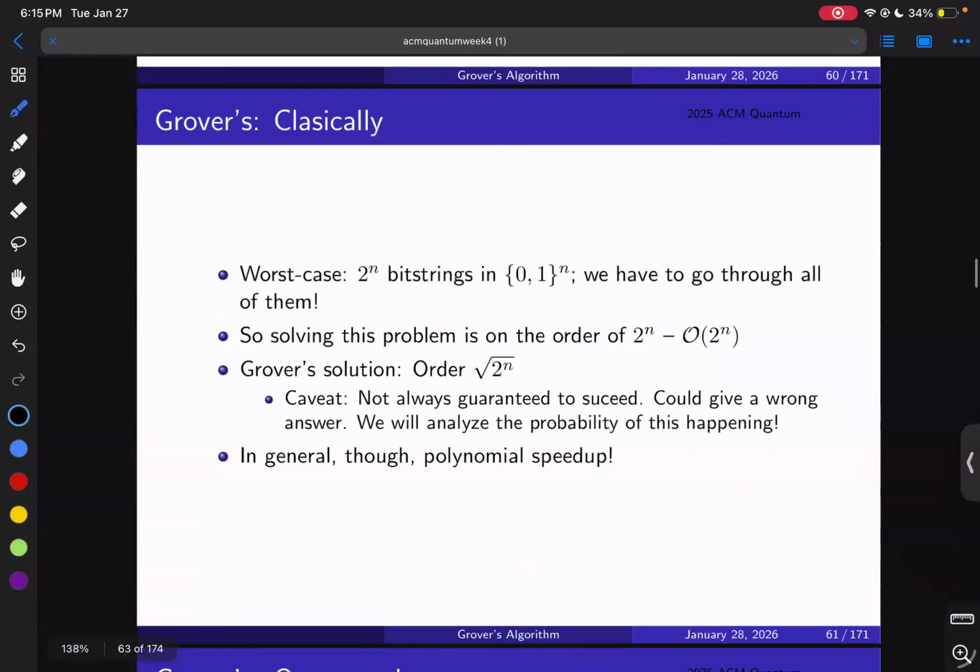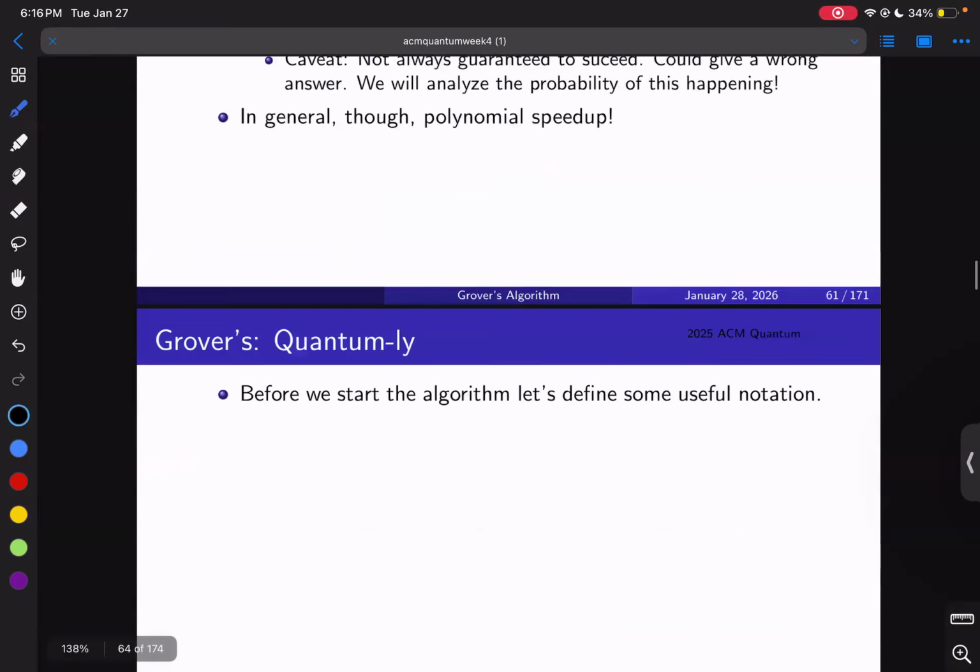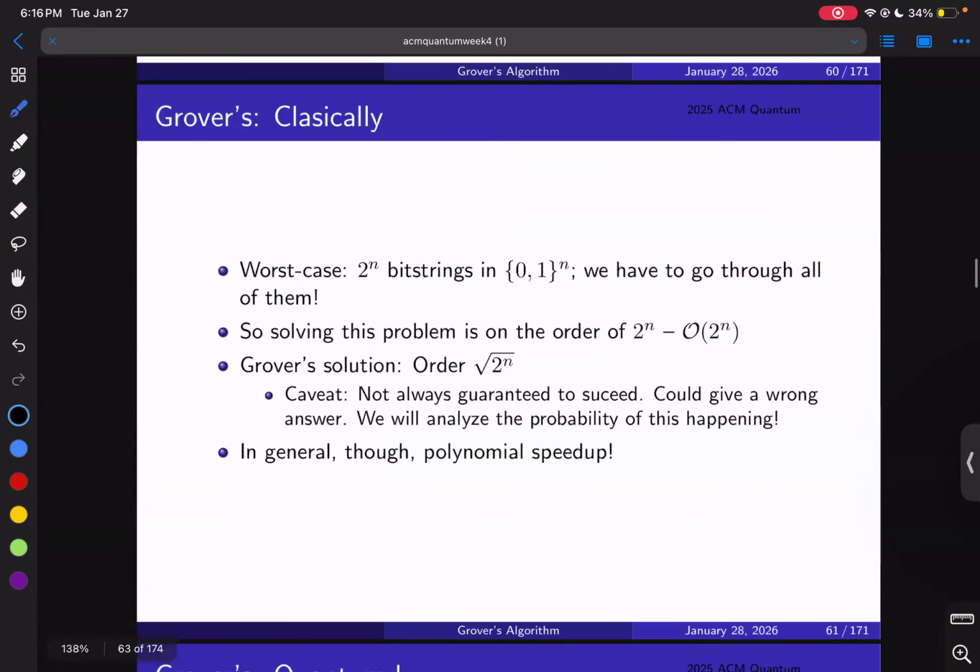And we will find that Grover's solution gives us what we call a quadratic speedup, where the order is the square root of 2 to the n. The caveat is that it's not always guaranteed to succeed, so we might output the wrong answer, but we will analyze the probability of this happening, that we don't solve the problem. Okay, questions on the classical solution?